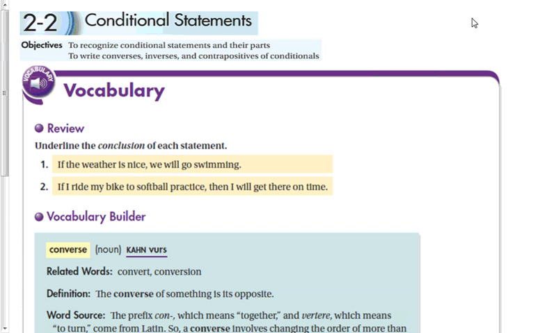Lesson two, conditional statements. We're going to learn how to recognize conditional statements and their parts, and we're going to learn how to write converses, inverses, and contrapositives. A lot of new words. Pay attention to the vocab, and you will have to know all these things. Go ahead and do the review.